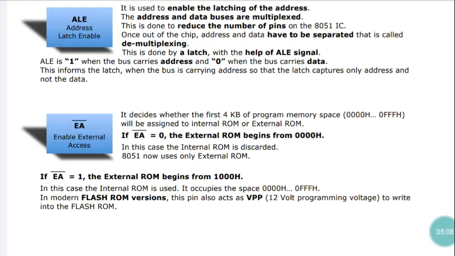The program will be saved into the ROM. Here two types of ROMs are present, external ROM and internal ROM. Okay, now let us see the case. If EA bar equal to 0, that means EA bar, external access, is a low active signal. When it becomes 0, the external ROM begins from 000H, from starting address. Okay, the external ROM is accessed from starting address.